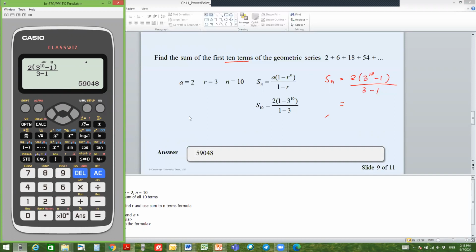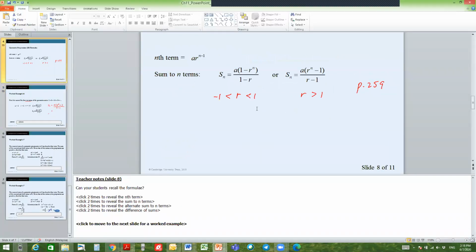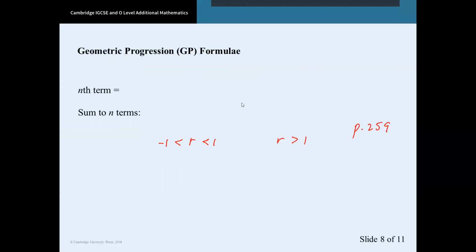The reason why they're asking you to pick the formula earlier on is because when your r is in between -1 and 1, if I were to use this formula, it will produce a positive answer. It will produce a positive working compared to the other one.